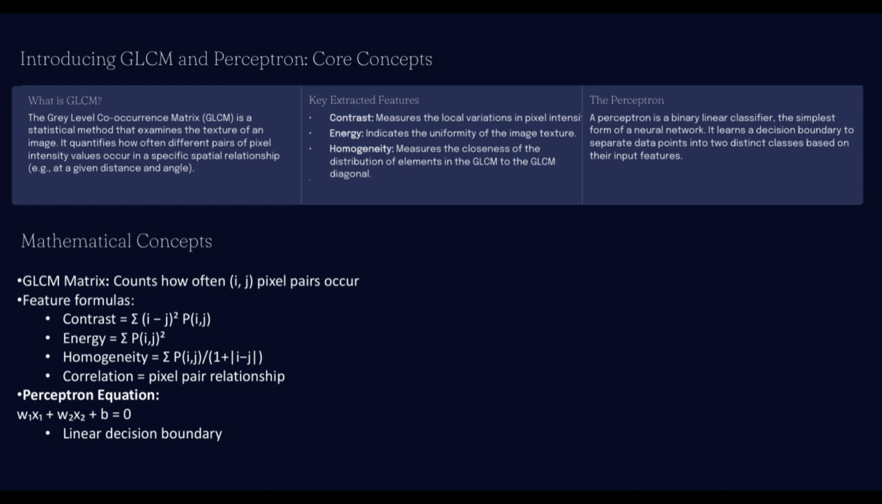The perceptron, on the other hand, is a simple binary linear classifier. It learns a decision boundary that separates two classes based on their feature values. Below that, we have the key mathematical concepts. The GLCM itself counts how often pixel pairs appear, and the formulas show how each texture feature is calculated. Finally, the perceptron equation, W1x1 plus W2x2 plus B equals 0, represents the straight line boundary it learns to divide the two texture categories. Together, these concepts form the foundation of our texture classification system.